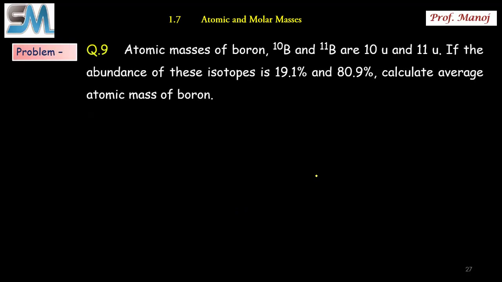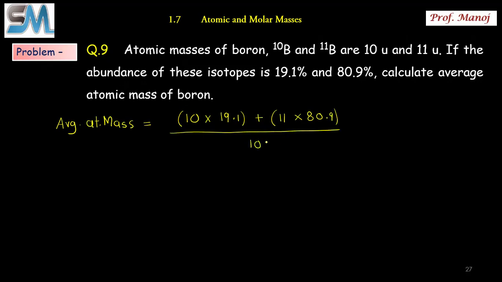Let us solve some problems based on this concept. First one, boron 10 and boron 11 are existing in these percentages. Let us calculate the average atomic mass. So average atomic mass will be given by the formula: the isotope 10 existing as 19.1, isotope 11 existing as 80.9, the whole thing divided by 100.